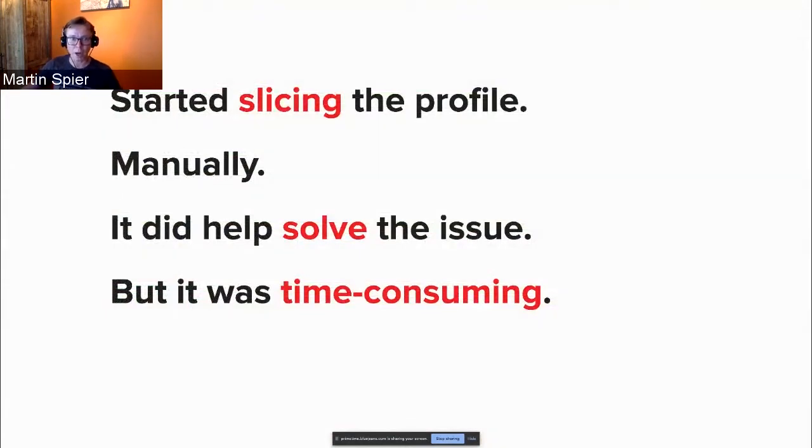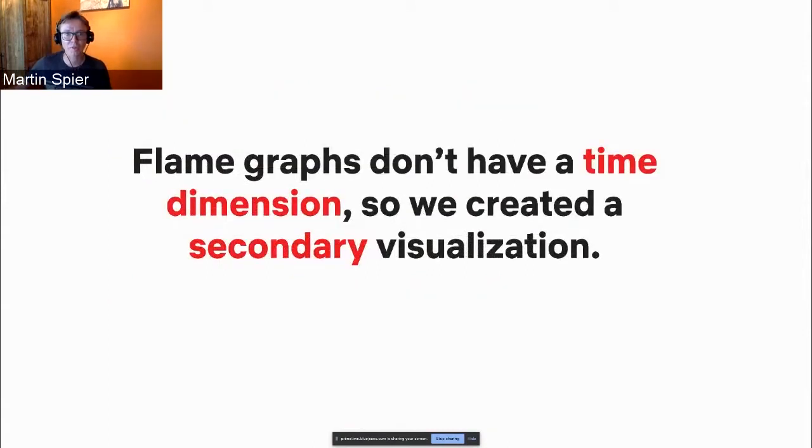Solve the issue, but the process was really time-consuming and quite annoying. It was a simple issue, but the approach of slicing the profile looked quite promising, at least for that class of problems. But obviously, we needed a better way of getting that done. You see, flame graphs are really great, and we use them extensively at Netflix for everything. But they don't really have a time dimension, which makes troubleshooting issues like that a bit more tricky.